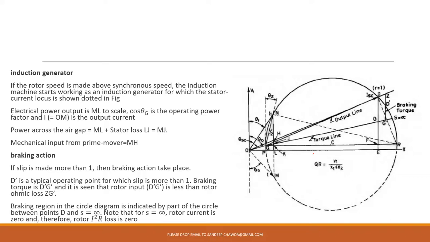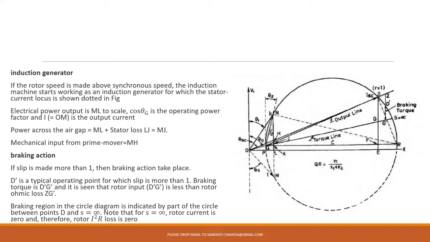So if your motor is running above synchronous speed, at that time it works as an induction generator. For this, the locus of the stator can be given by this one dotted line, see on this side, which is drawn here. This circle with the dark line is for motoring. Below that, the dotted line is for the induction generator.